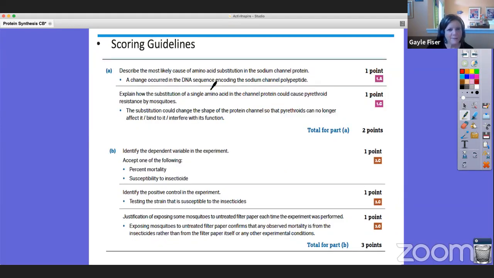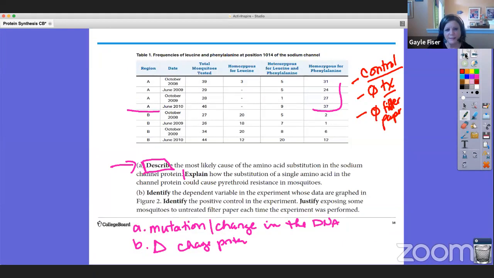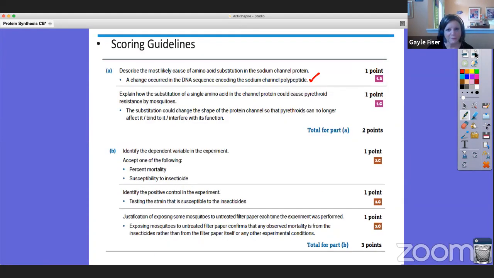All right, A: a change occurred in the DNA sequence encoding the sodium channel polypeptide, okay? Now you should have taken that sentence that we talked about, and we said mutation, change in the DNA. Okay, I did a pretty good plan on that one, but I didn't go as far as saying what ended up changing. Okay, explain how the substitution of a single amino acid in a channel protein could cause pyrethroid resistance in mosquitoes.